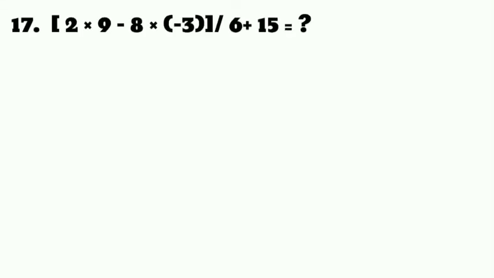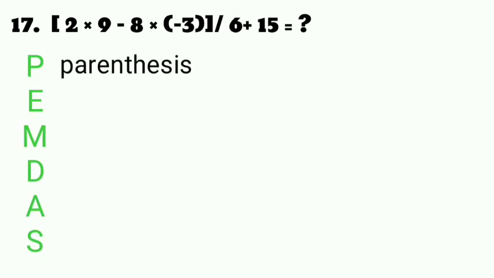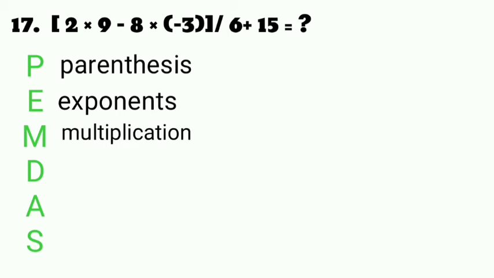Number 17 problem. Simplify. 2 times 9 minus 8 times negative 3 divided by 6 plus 15. So as you can see, it's quite complicated compared to the other problems. So if you are going to solve this in the wrong order, then you can get a wrong answer. Then, anong gagawin natin? We need to apply the PEMDAS rule. PEMDAS stands for parentheses, exponents, multiplication, division, addition, and subtraction.